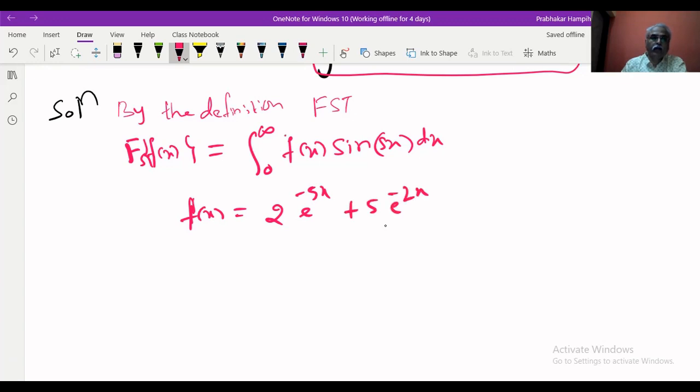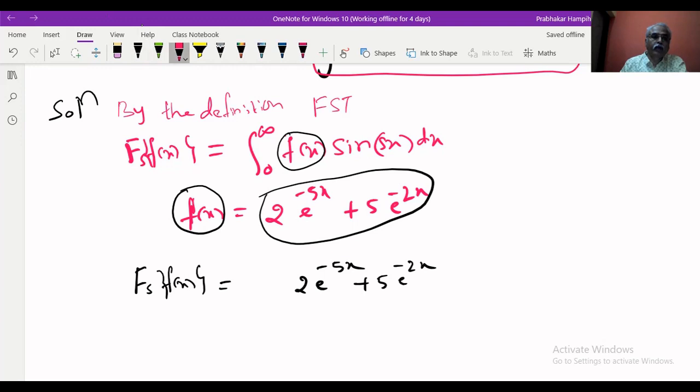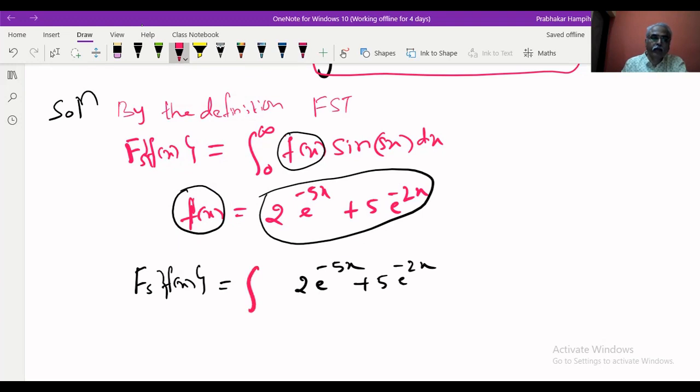Why not substitute here the value of f of x. Let us do that. We are going to get the Fourier sine transform of the given function as, with f of x being 2 times e raised to minus 5x plus 5 times e raised to minus 2x, and the remaining part the same, 0 to infinity as it is, sine of sx dx. This is equal to, there are two terms here.